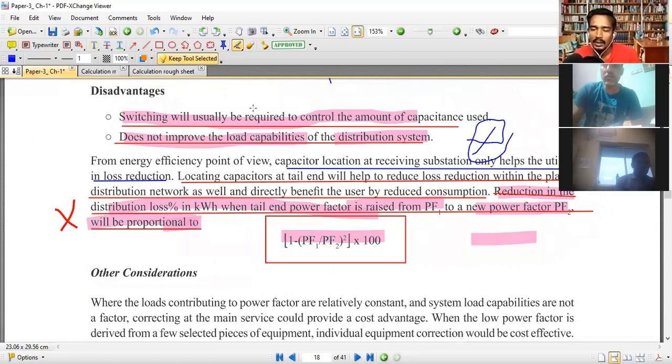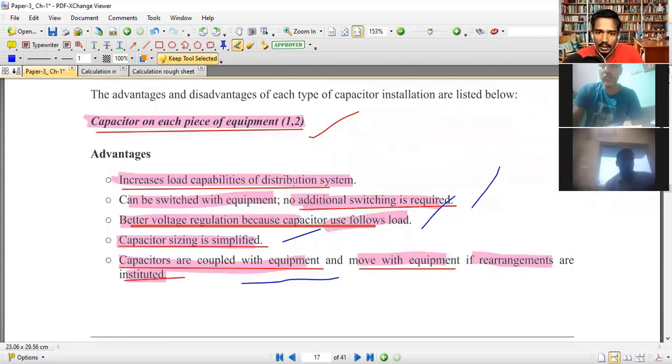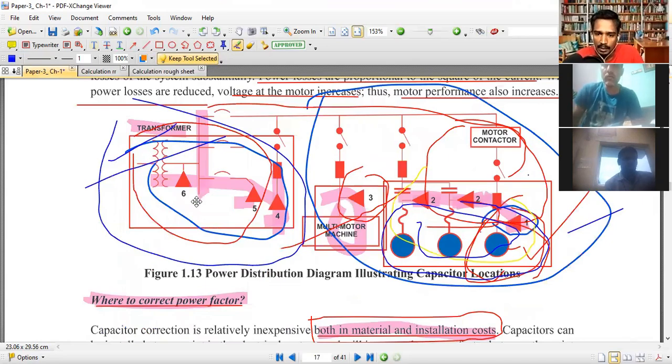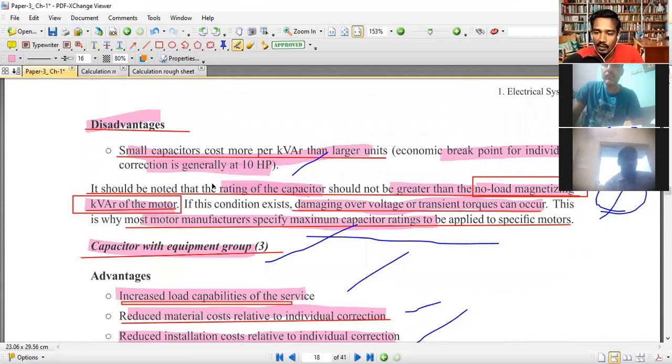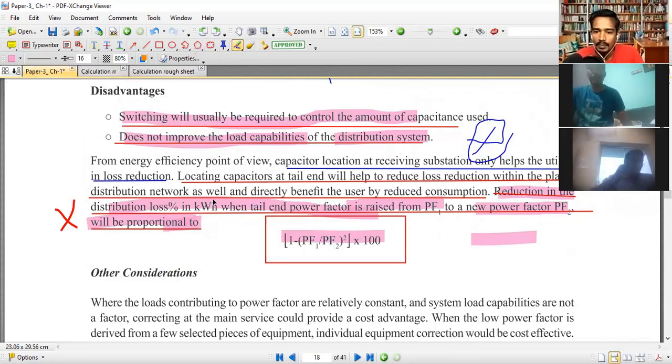And one more is the power factor at the tail end. This is the capacitor side they are using here. This is the concept here. Suppose I am using a capacitor bank here, how much power factor loss is reduced? This calculation is there. Very, very important.